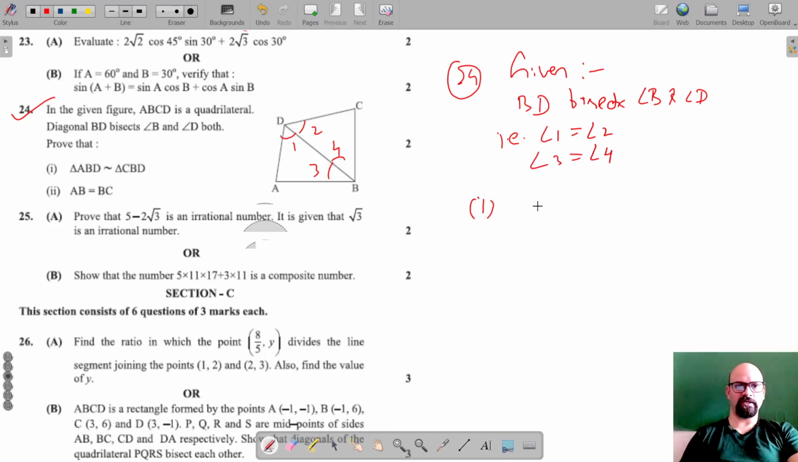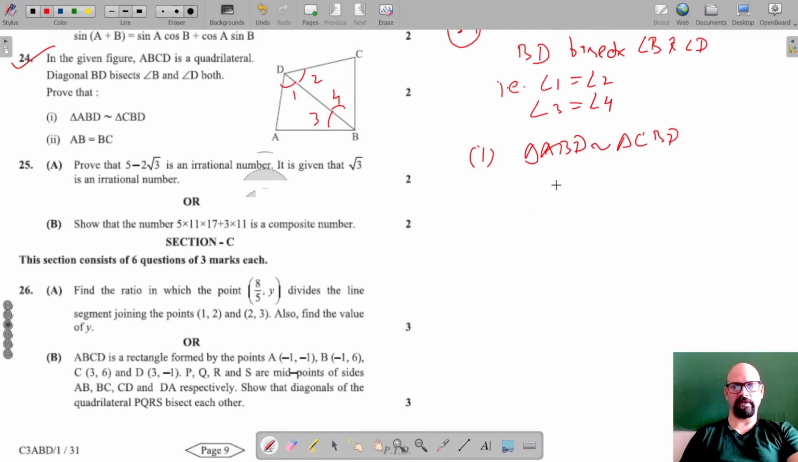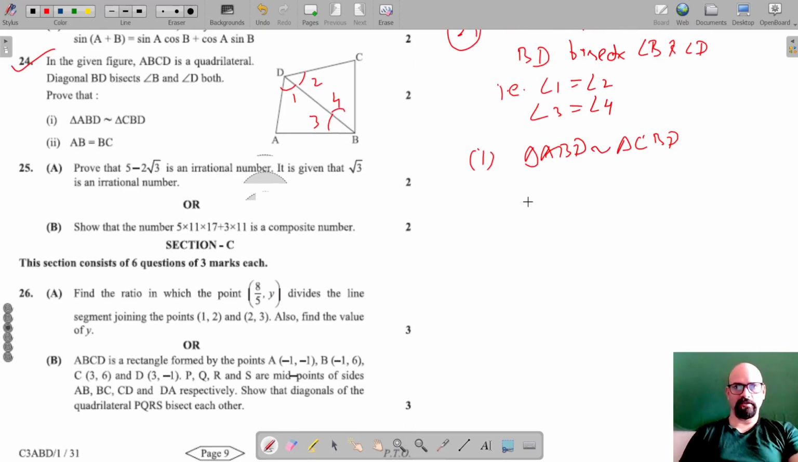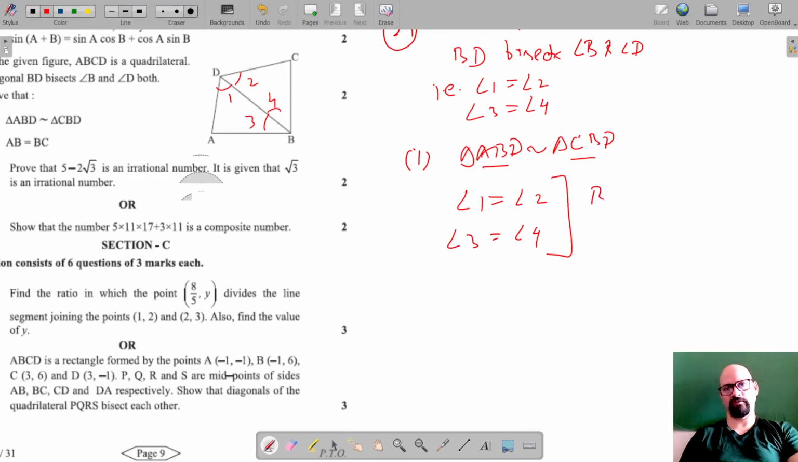We have to prove that triangle ABD is similar to triangle CBD. So let's take these triangles. In these triangles, angle 1 is equal to angle 2, angle 3 is equal to angle 4. Angle 2 is in triangle ABD and angle 1 is in triangle CBD. So these are the corresponding angles of both these triangles, and this is because BD bisects angle B and angle D.